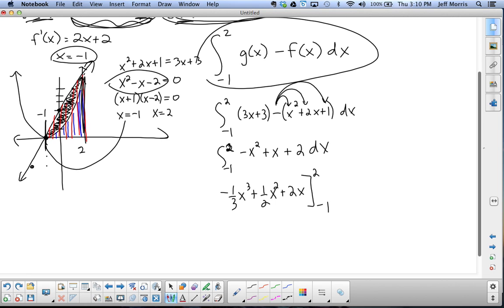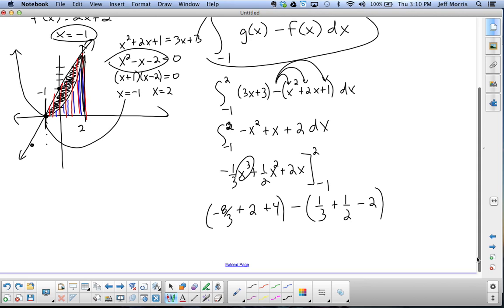So negative 1 to 2, so it's going to be negative 1/3. 2 cubed would be 8. Plus, I'm just going to go ahead and write that as negative 8/3. Then we're going to have 2 squared there, which is 4 times a half, which is 2. Plus 2 times 2 is 4. Then we're going to go minus. Plug in a negative 1. Negative 1 cubed is going to be negative 1 times negative 1/3 is positive 1/3. Negative 1 squared is 1. That'll be plus 1/2. And then it'll be minus 2.